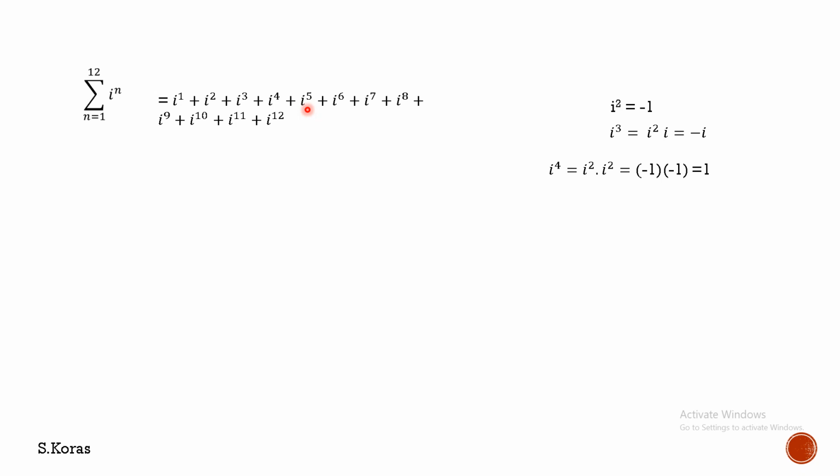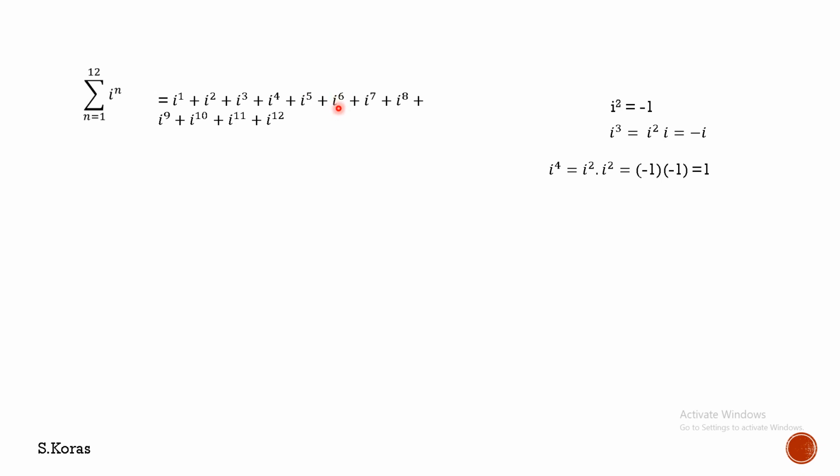So now you can understand the same sequence repeats again. Here it is i, here it is minus 1, here it is minus i, here it is 1. If I go to i power 5, it is nothing but i power 4 into i, and the i power 4 value is 1, so 1 into i is i. So i power 5 becomes i.